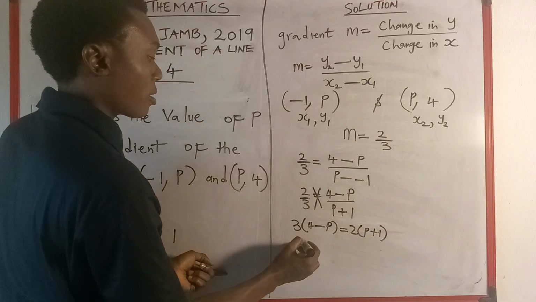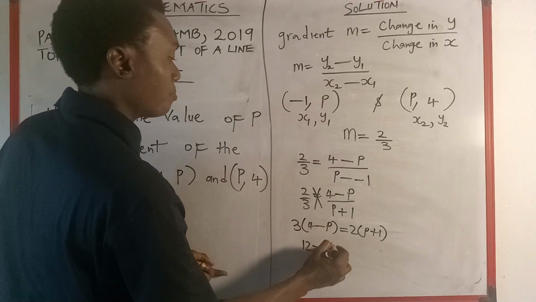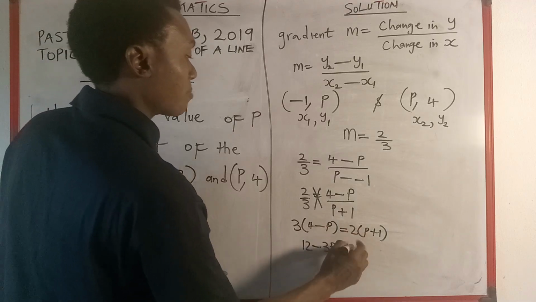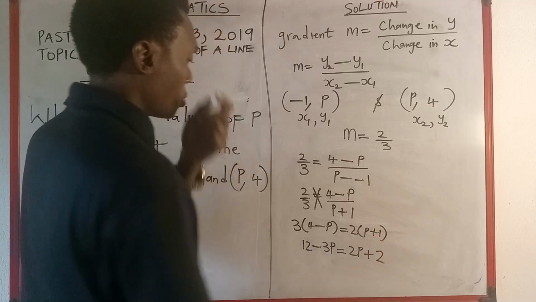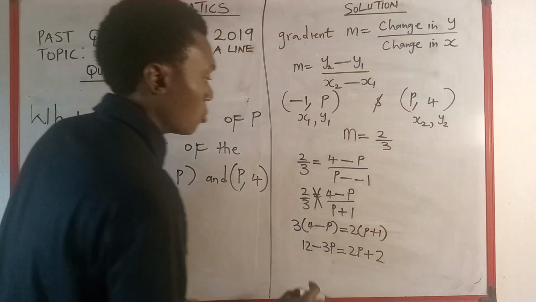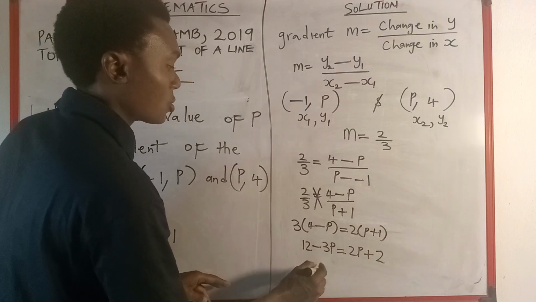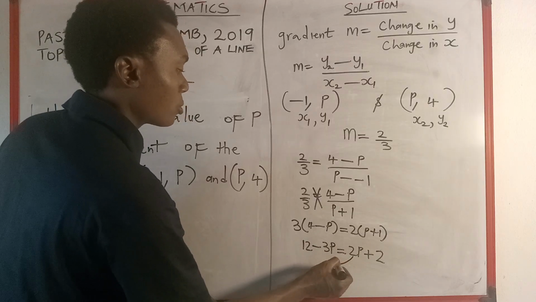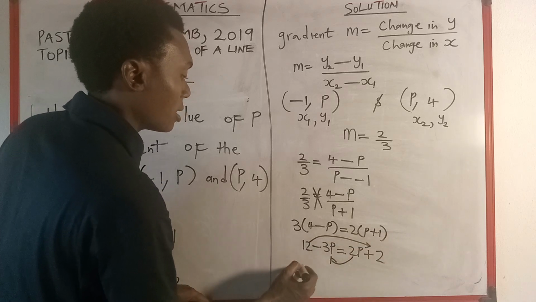So 3 times 4 we have 12. 3 times P we have 3P. 2 times P we have 2P. Plus 2 times 1 we have 2. So what do we do here? The next thing we do, we're going to collect like terms. So what are the like terms? We're going to move this one to this place, and we'll move this one to this place.